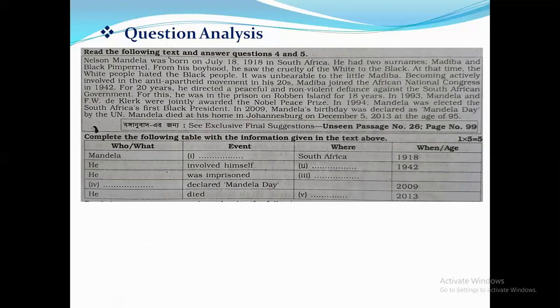Okay, next line. Becoming actively involved in the anti-apartheid movement. Underline it. In his 20s, underline it. Madiba joined the African National Congress. Underline it. Government. For this, he was imprisoned on Robben Island. Underline it. For 18 years. Again, underline it. In 1993, again, underline it. Mandela and F.W. de Klerk, underline it, were jointly awarded the Nobel Peace Prize, underline it.